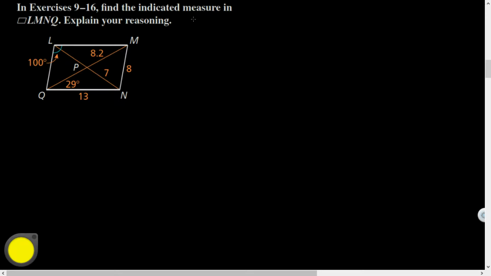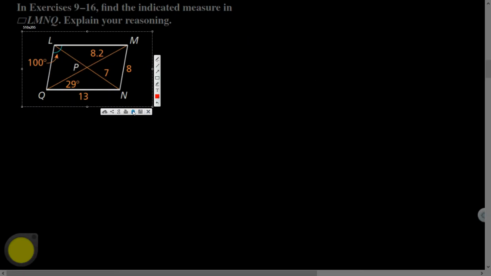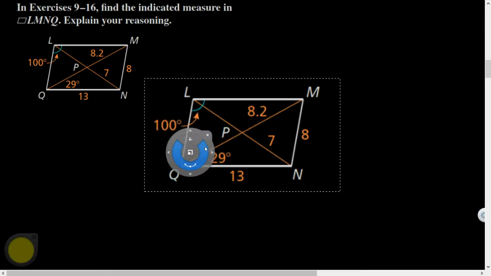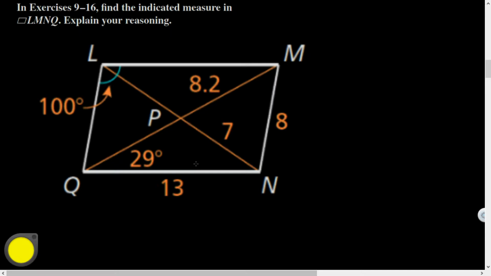Let's see. It says find the indicated measure in parallelogram MNPQ. Explain your reasoning. All right, there were a whole bunch of different questions here. Actually, tell you what, let me just do one of these. Let's just talk about some of these properties in general, and then you could have filled in the blanks as you needed to. All right, so if this is 100 degrees, then that means this is 100 degrees, right?